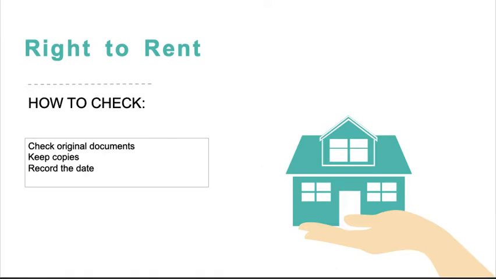The way you have to do those checks is by checking the original documents with the tenant next to you. You need to see the originals, it's very important. Then you need to take copies, or you can ask the tenant to provide you with copies. Especially, and this is important, you have to record the date when you check those documents. Of course, you have to make sure that the date is before you sign a tenancy agreement and not after, because you would be in trouble for that.